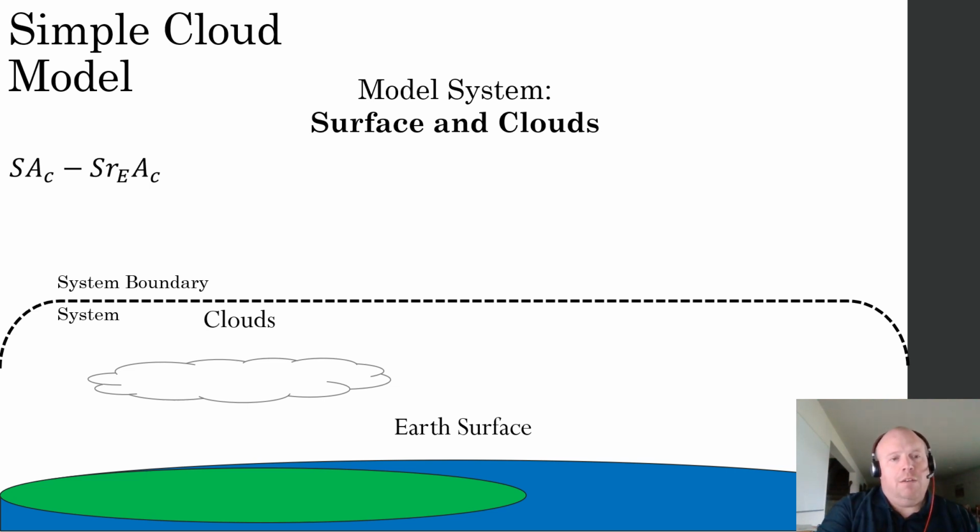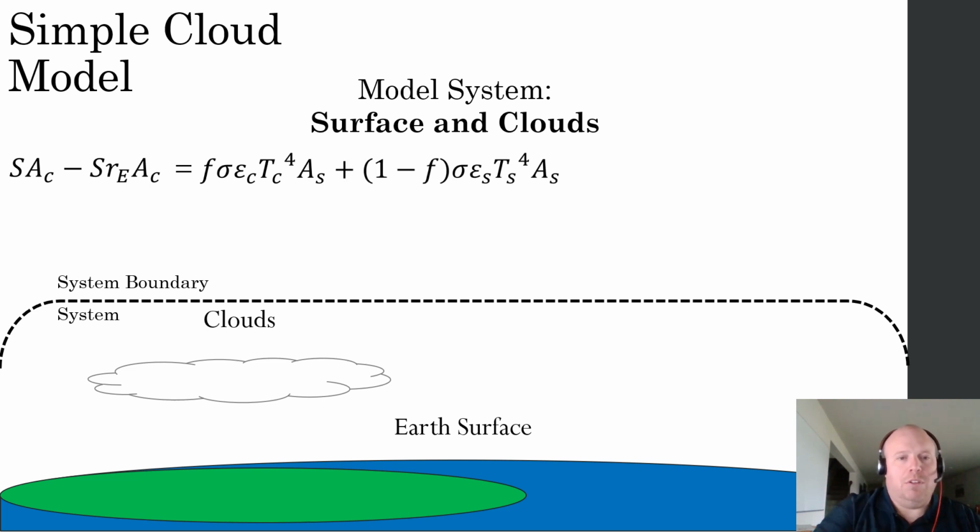The sunlight coming in minus the reflected sunlight equals heat emission. Well, this is heat emission from the clouds plus heat emission from the surface. I know there's a lot of factors in there.